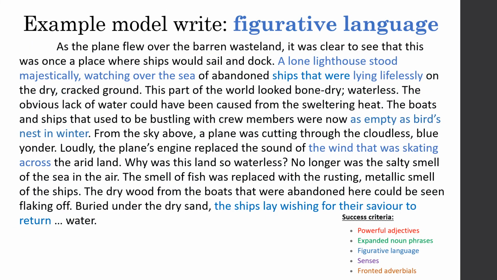There's been a lot of personification used in this piece of writing. A lone lighthouse stood majestically watching over the sea. In that phrase there's human characteristics because it's using the word lone, so it's suggesting that the lighthouse is lonely. But remember, the lighthouse is a building, it doesn't have feelings, but it's showing us that the lighthouse is isolated or by itself. Also, watching over the sea, again, the lighthouse doesn't have eyes, but it's telling us the way that the lighthouse is facing, so it's facing towards the sea. So it's giving us that extra information as well.